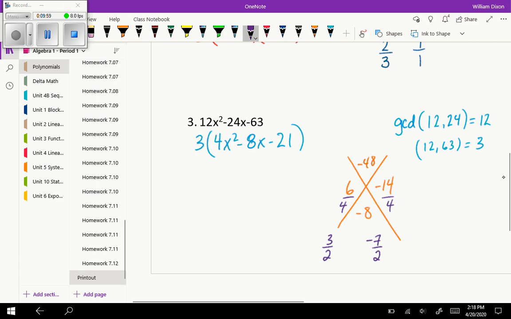So I bring down my 3, and my first binomial is going to be 2x plus 3. And then my second one is going to be 2x minus 7. I can multiply those two binomials to get that trinomial, and then I can multiply my greatest common factor to get back to 12x squared minus 24x minus 63 if I want to.